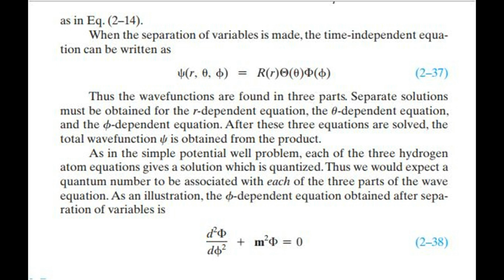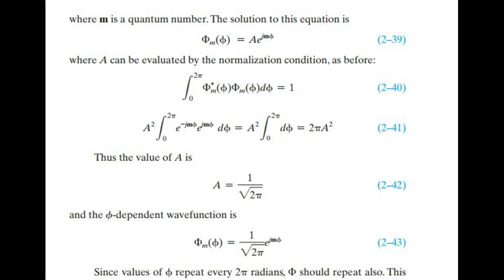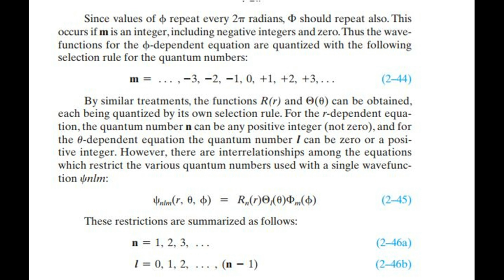As an illustration, the φ-dependent equation obtained after separation of variables is, where m is a quantum number. The solution to this equation is, where a can be evaluated by the normalization condition, as before. Thus the value of a is, and the φ-dependent wave function is. Since values of φ repeat every 2π radians, the function should repeat also. This occurs if m is an integer, including negative integers and 0. Thus the wave functions for the φ-dependent equation are quantized with the following selection rule for the quantum numbers.